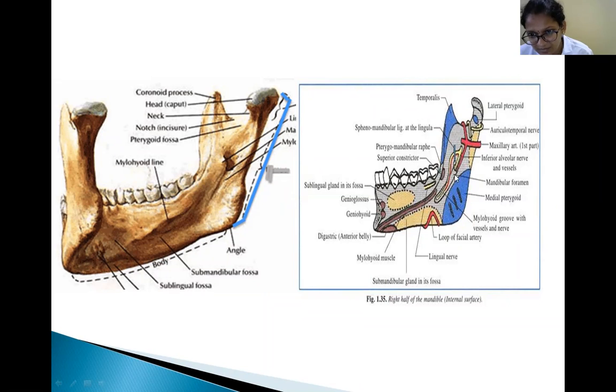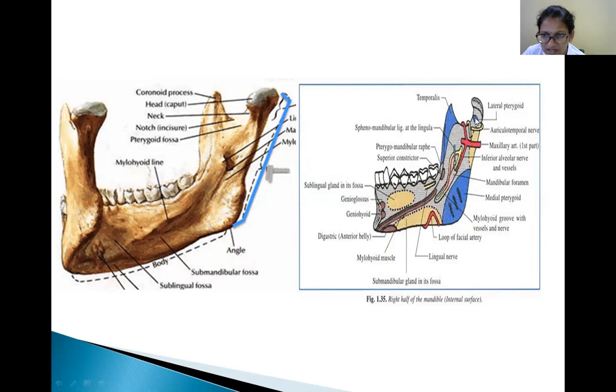In between this mylohyoid groove and the base of the mandible or posterior border, we are going to see the origin of the medial pterygoid muscle. In between the mylohyoid groove and angle of the mandible, here you are going to see the origin for the medial pterygoid muscle.